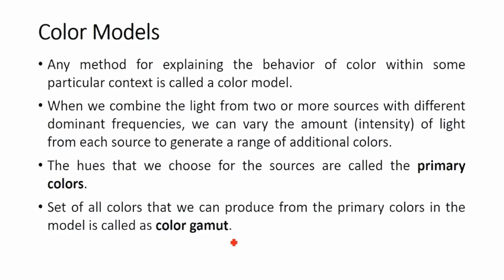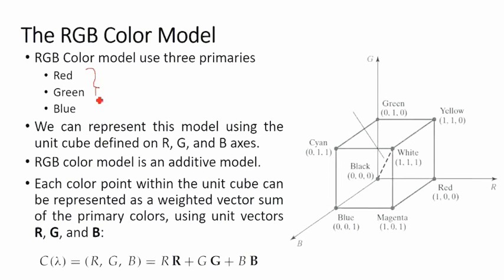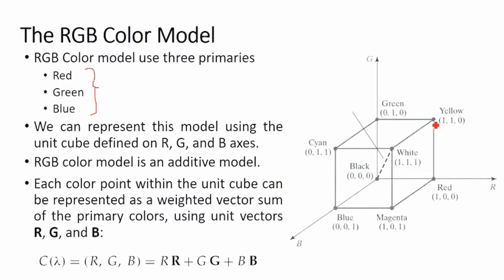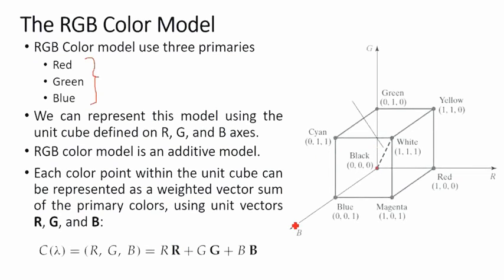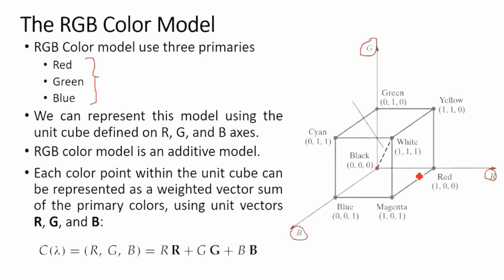right? Now this color gamut is basically the set of all the colors that the primary colors produce. Moving forward, we will see the RGB model. In the RGB model, the primary colors are red, green and blue. We can represent this color model using a unit cuboid like this. This unit cube is at the origin, the left bottom back origin. This point is at the origin of a coordinate system where the axes represent the primary colors. For example, let us say this axis represents the red color, this axis represents the green color, this axis represents the blue color, right?